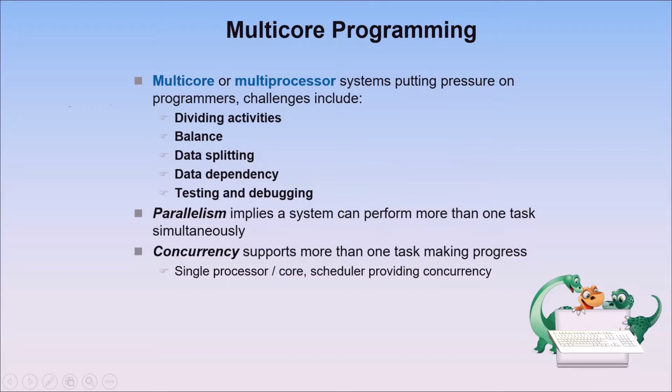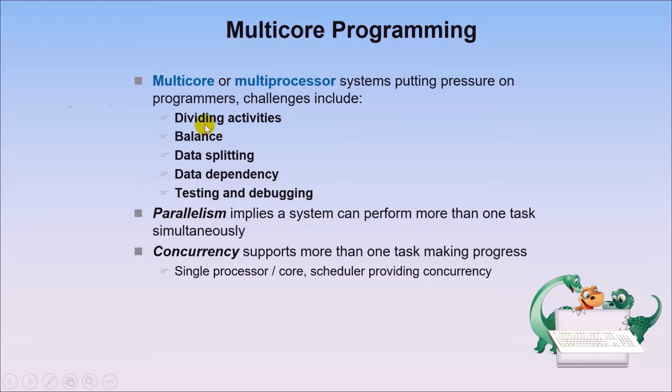Okay, so next would be multi-core programming. For application programmers, there are five areas where multi-core chips present new challenges. These are identifying tasks, balance, data splitting, data dependency, testing and debugging.